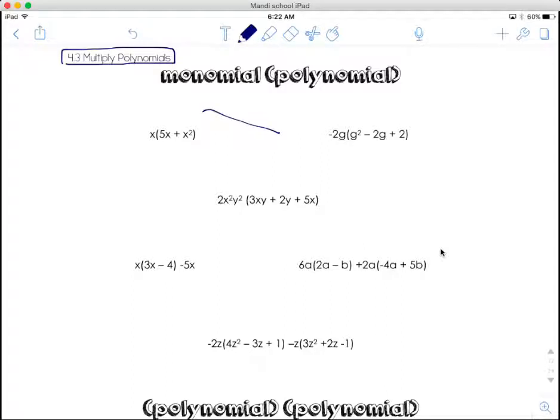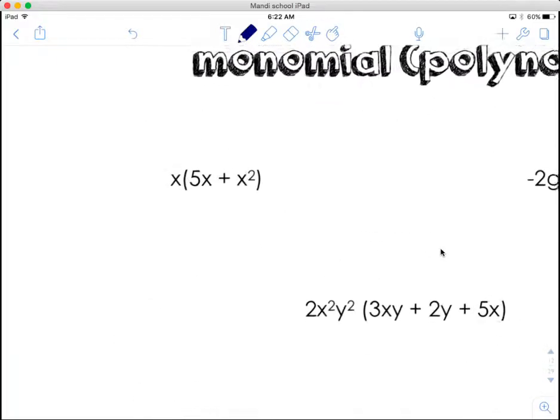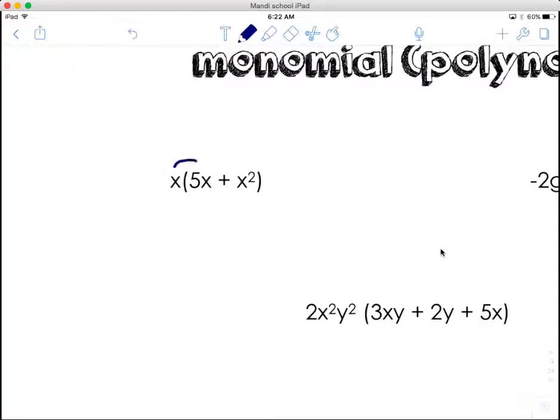Enlarge this one a little bit. Take whatever term is on the outside and distribute that in. So that is x times 5x. That's 5x squared. And that's x times a positive x squared. So that's a positive x to the third. So just multiplying each term.